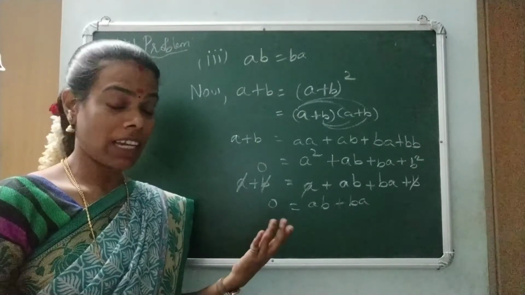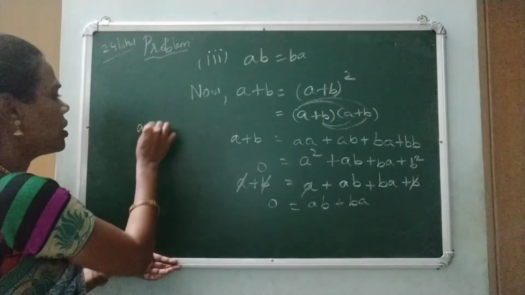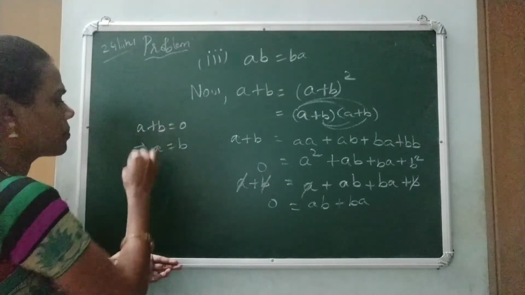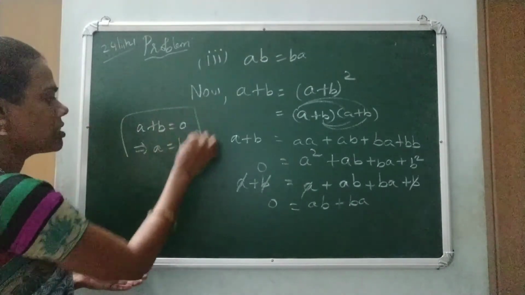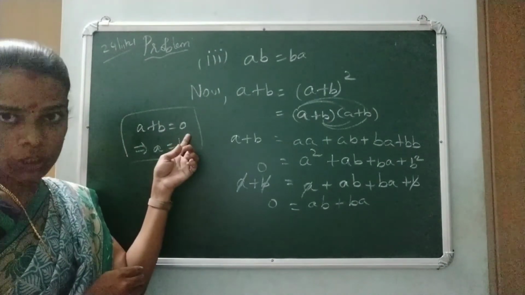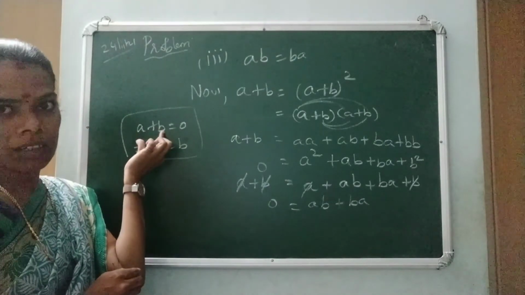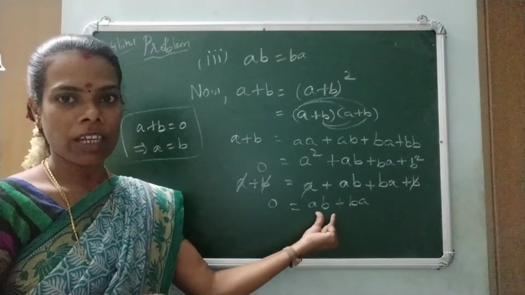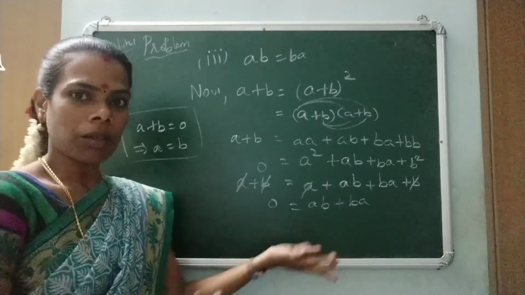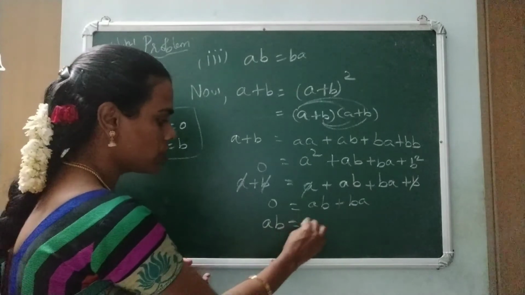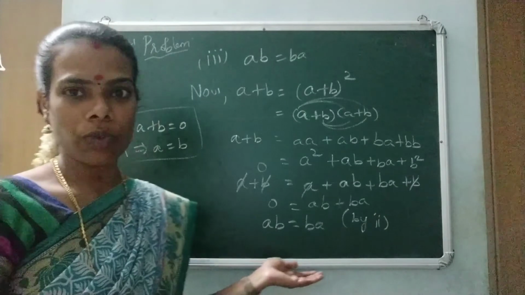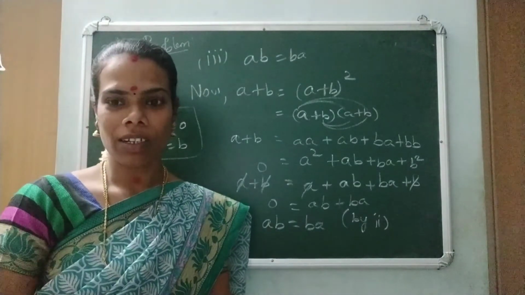Then go for the second case. Second case statement is what? If A plus B equal to 0, you can write A equal to B. Right? This is the second case. Just now we proved. So by using the second case, A plus B equal to 0 means A equal to B. Same thing here I am having: AB plus BA equal to 0 means AB equal to BA. So by using the second case, we just proved the third case, right?